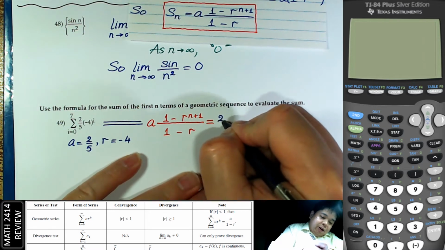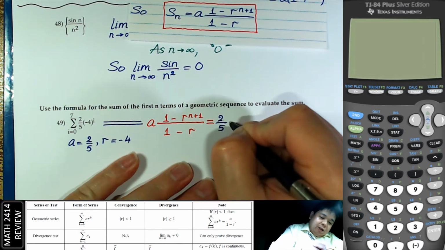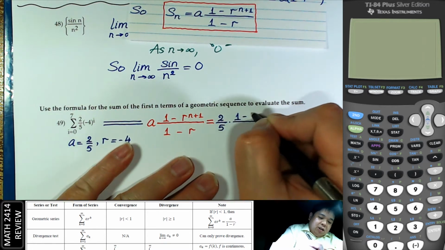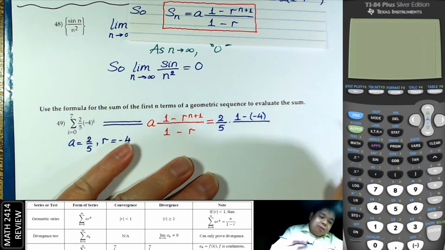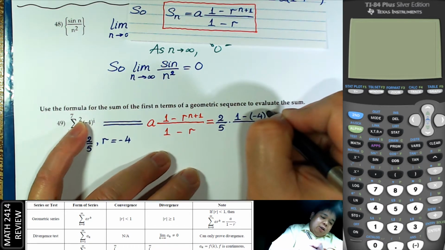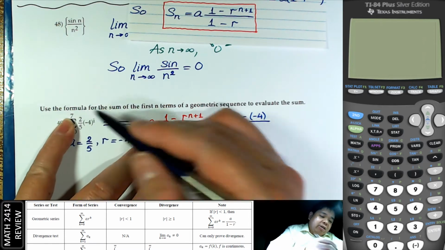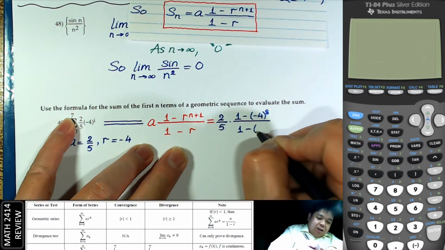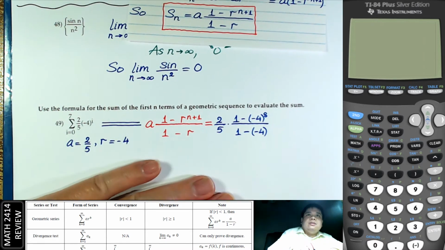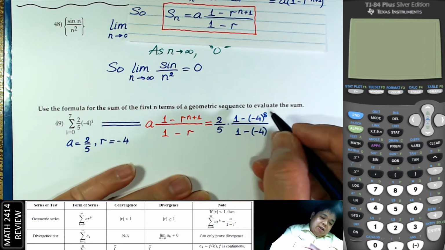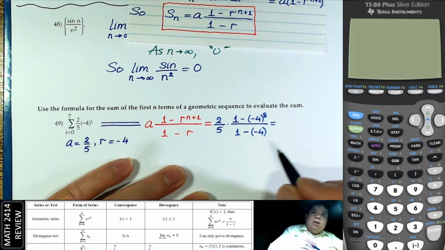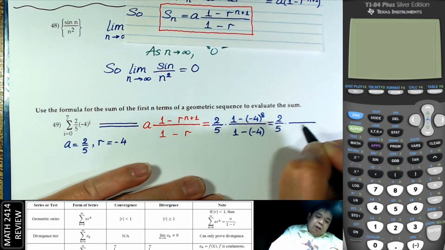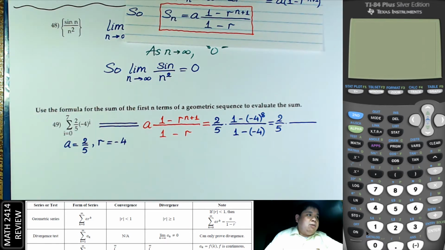So 2 over 5 is a times 1 minus -4 to the n plus 1, n is 7, plus 1 is 8, over 1 minus r, right? So that gives us 2 over 5, 1 minus negative 4 to the 8th power.